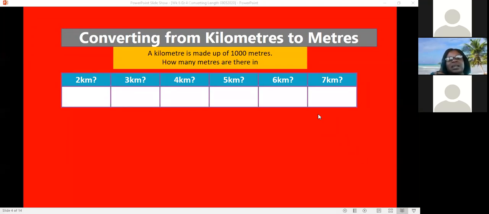Dylan, you forgot another 0 again. Remember, we are multiplying by 1,000. So we add 3 zeros all at the end of the number. Okay, Gabriel, the one for 3 kilometers, you got it right.